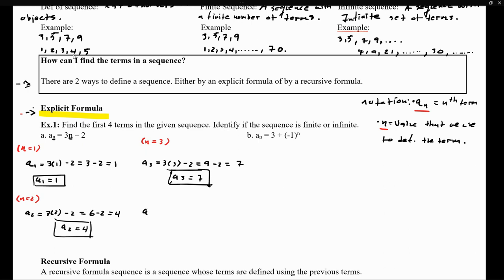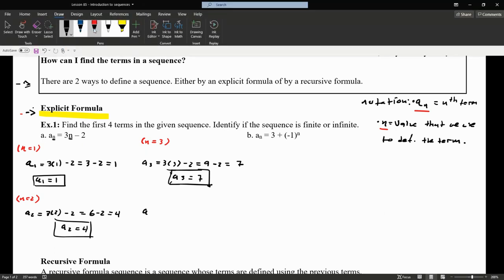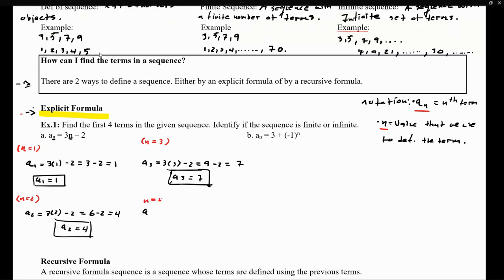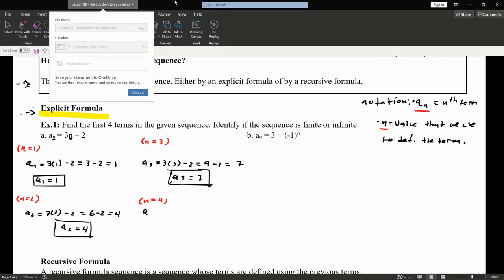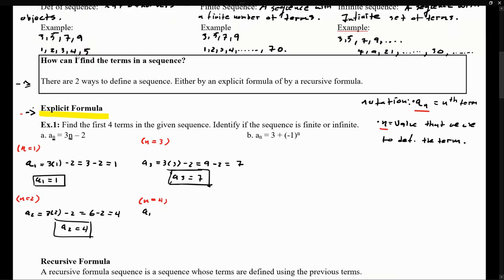And lastly, since we're asking for the first 4 terms, n equals 4. Let's see what happens when n is equal to 4. So we're going to get 3 times 4 minus 2, which is 12 minus 2, which is just 10. So what we're saying is that the fourth term of this sequence is 10.